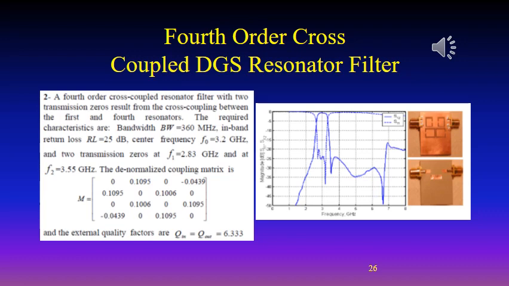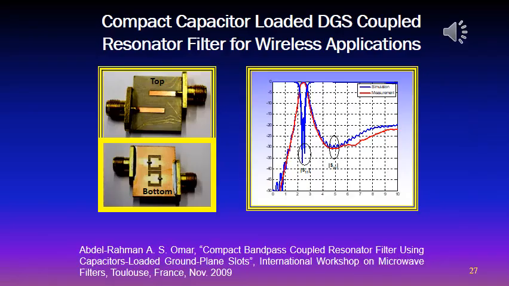Defected ground structure resonators are used to realize a fourth-order cross-coupled defected ground structure resonator filter. A fourth-order cross-coupled resonator filter with two transmission zeros resulting from the cross-coupling between the first and the fourth resonator has been designed, fabricated, and characterized. Another compact capacitor-loaded defected ground structure coupled resonator is used to design a compact bandpass filter.